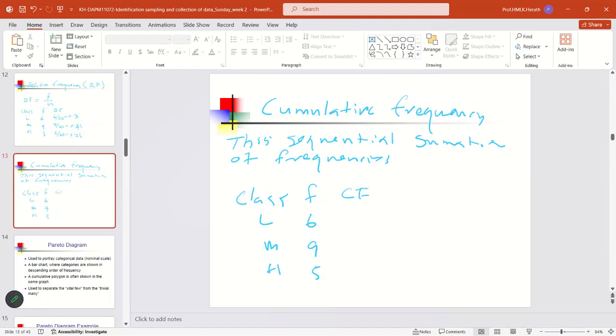Cumulative frequencies: the cumulative frequency of the first category is the same value, these 6. And the cumulative frequency at the level medium, so we add 6 to the 9, this is 15, and this is 20. We add 5 to 15, this is 20. So this is total 20, right?